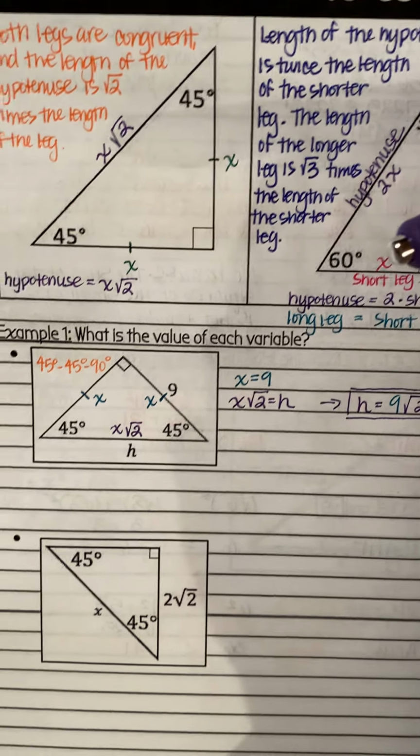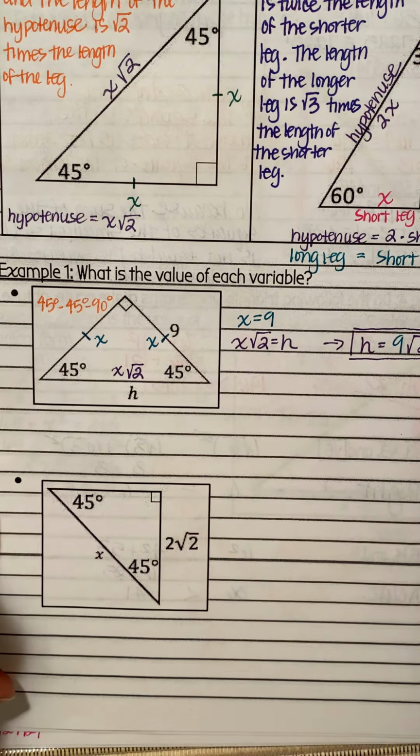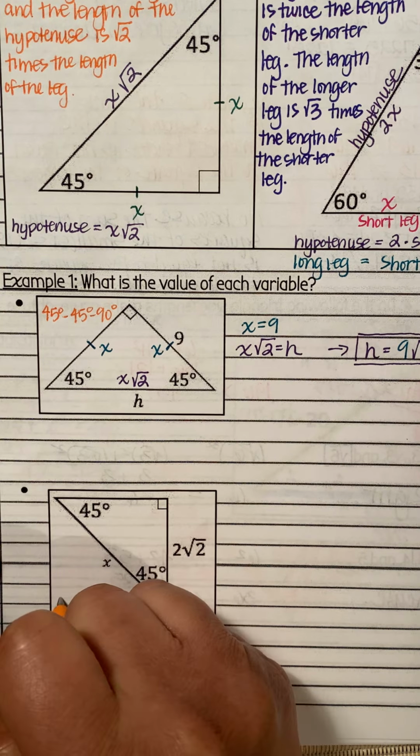Okay, moving on to the second part of this example. We have another 45, 45, 90 degree triangle, and I'll just write that down here.